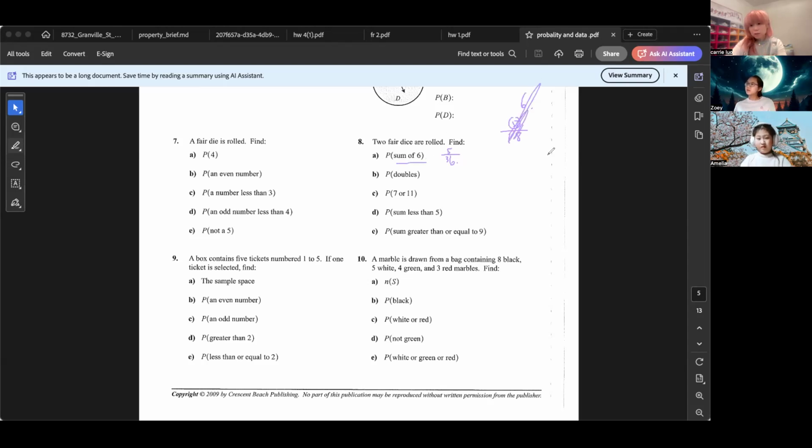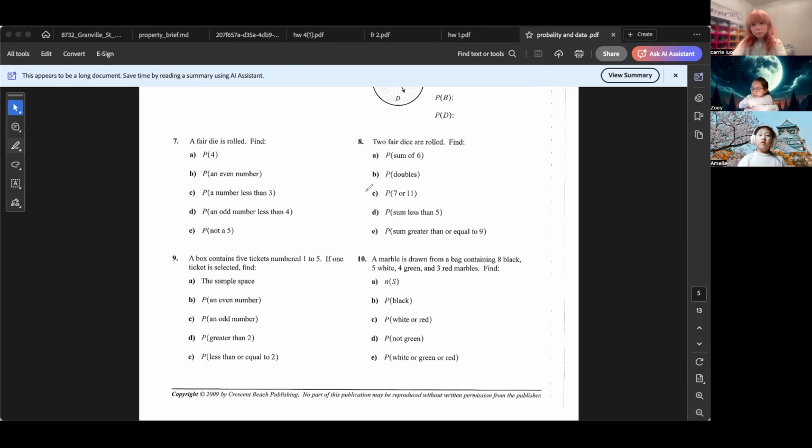Great. In order to get the sum of 6, the combinations are 1 and 5, 2 and 4, 3 and 3, 4 and 2, and 5 and 1, right? So the special case is 5, right? So what is the total number of outcomes? I thought it was 36. Wasn't it 6 times 6? Yeah, so 6 times 6 is 36. So it's 5/36, right?